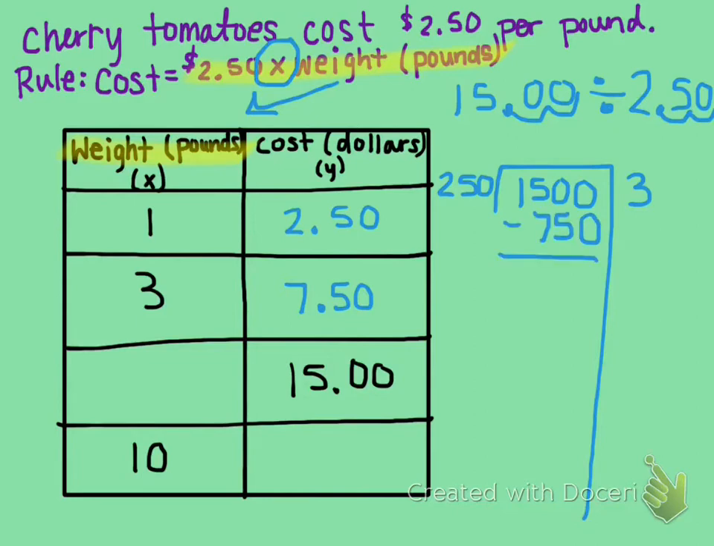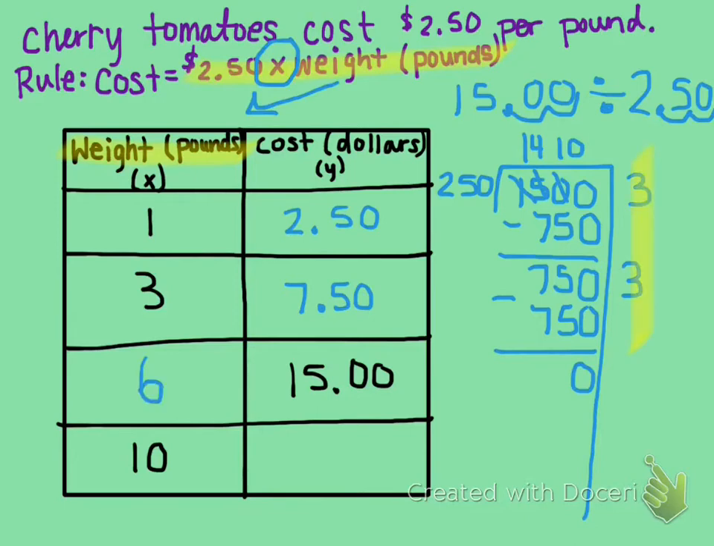When I subtract, I get 750, so I'm going to guess 3 again. And that should give me a remainder of 0 this time. When I add up 3 plus 3, I find that the weight that they put in to get $15 was 6.